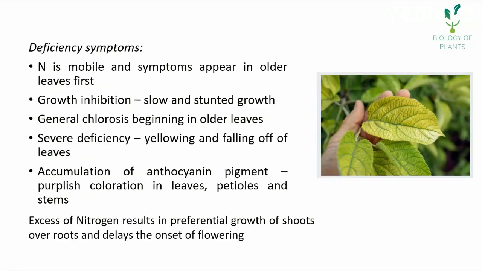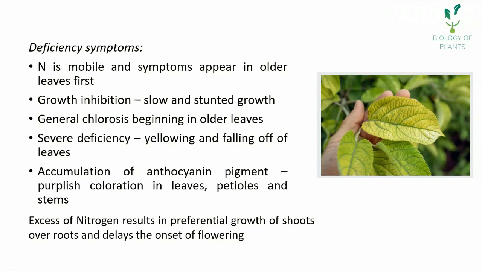Nitrogen is a mobile element and therefore when there is a deficiency, nitrogen from older leaves is mobilized to younger leaves and therefore the symptoms first appear in old leaves. Since it is a part of growth hormone auxin, nitrogen deficiency also inhibits growth, resulting in stunted growth. Deficiency symptoms also include a general chlorosis which begins in older leaves, and under severe deficiency conditions, leaves turn completely yellow and fall off the plant. Anthocyanin pigment accumulates within the plant leading to purple coloration in leaves, petioles and stems.